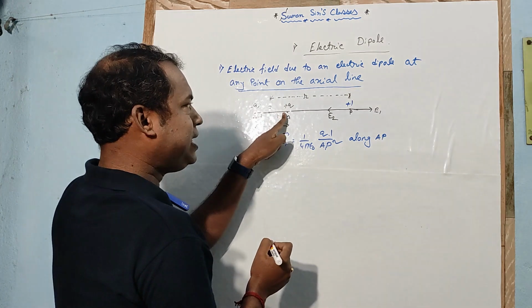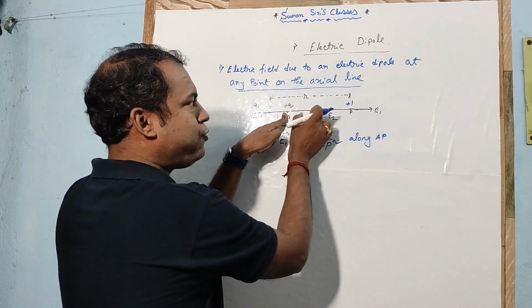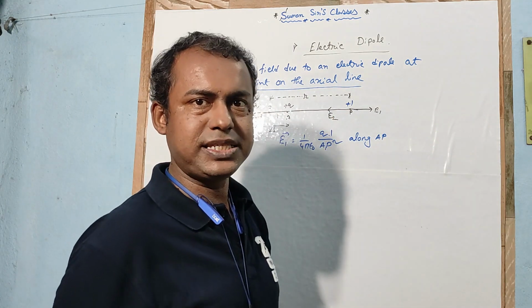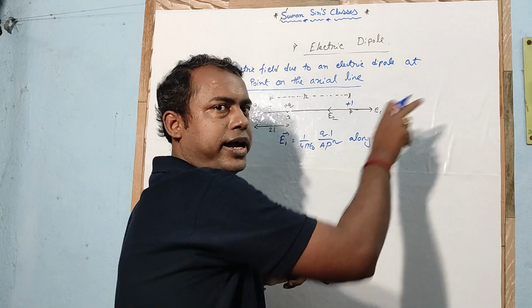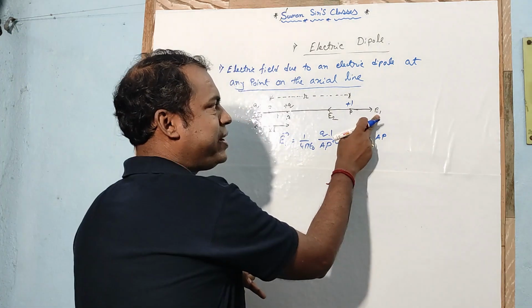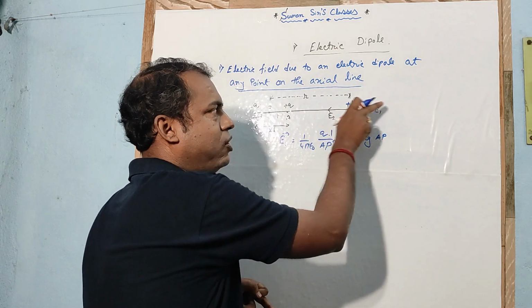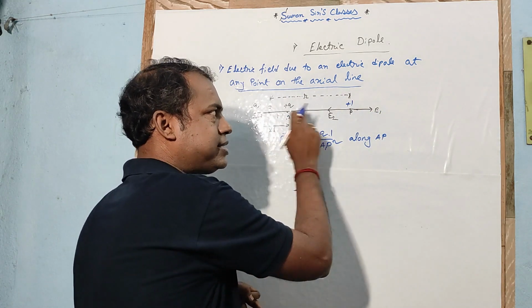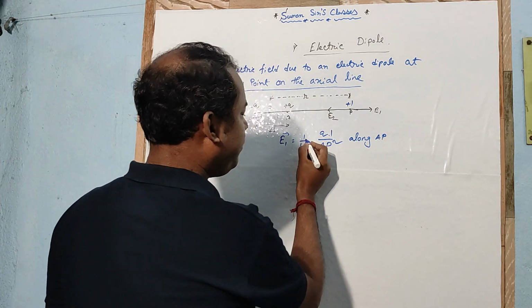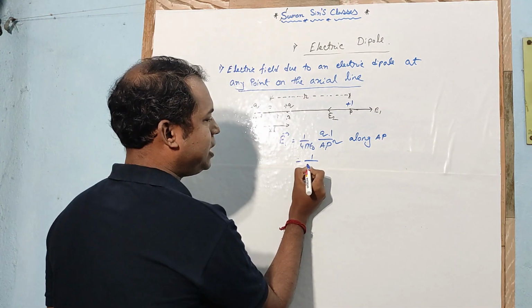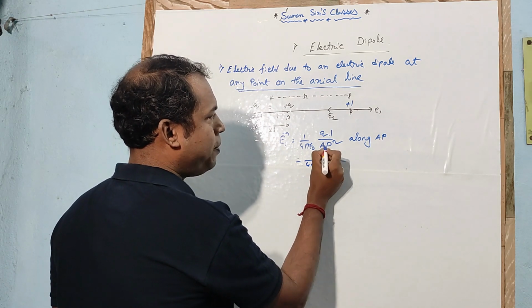Both are positive, therefore the force between them is repulsive in nature. This repulsive force acts in the outward direction, and we represent this electric field as E1, acting along the direction of AP. So E1 equals 1 by 4 pi epsilon naught into Q by AP square.